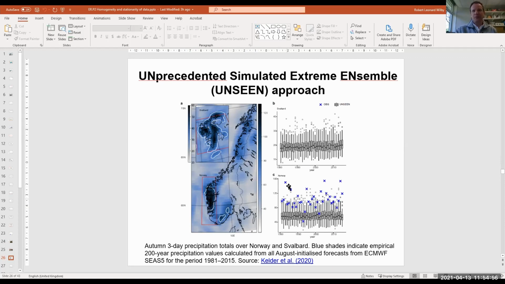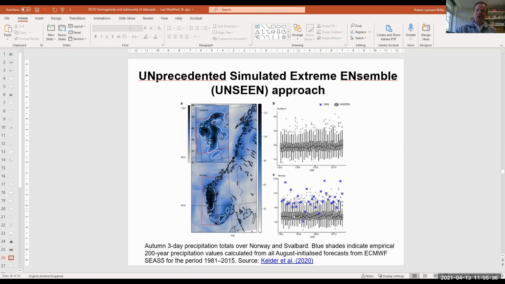So for Norway, you can see in the blue crosses the limited amount of observed data. So that's showing how that autumn 3-day total has varied through time. And there's about 40 years of data. So to estimate the 1 in 200 year event for design purposes from 40 years of data is clearly extrapolating way beyond the realms of the data set, and you're on really shaky ground doing that kind of thing.